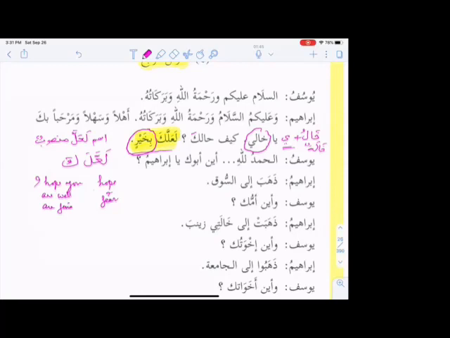See here, ila, my brothers and sisters, what is ila? Harf jar. Khalati is ism majroor. Plus, what will you say? Huwa mudaf. And then what is this ya? What is this ya, my brothers and sisters? This ya is mudaf ilayhi.